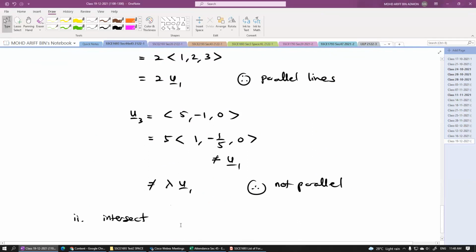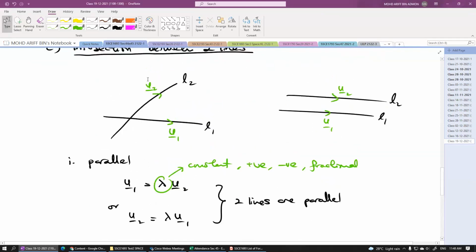So if we are checking for intersection between these two lines, if they intersect, it means that they should have this point. In other words, we call it the point of intersection. This point, remember, must belong to both lines, L1 and also L2.